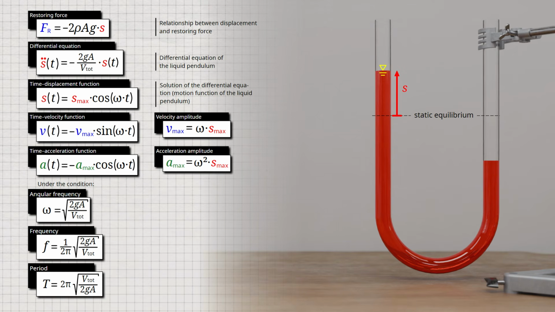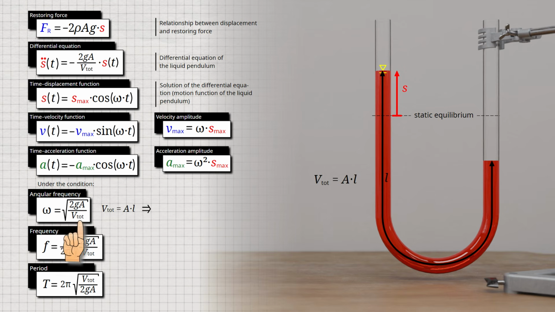In the formula for the angular velocity, we have expressed it using the inner cross-sectional area of the tube and the volume of liquid in the tube. This is practical as both quantities can relatively easily be determined in advance. However, the angular velocity can also be determined using the total length L of the liquid column. To do this, the total volume of liquid is expressed as the product of the cross-sectional area and the total length of liquid in the tube.